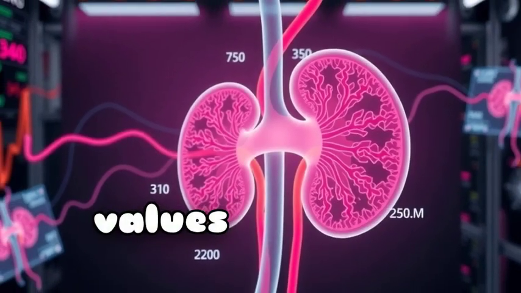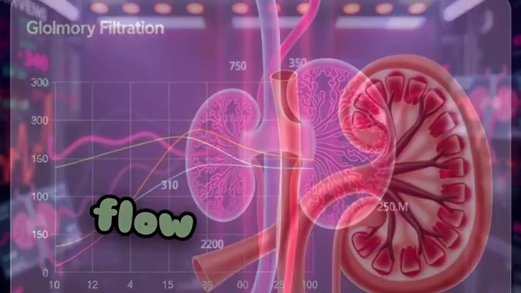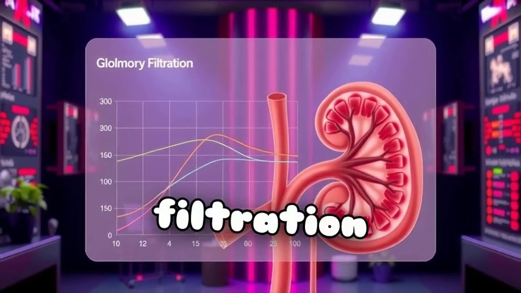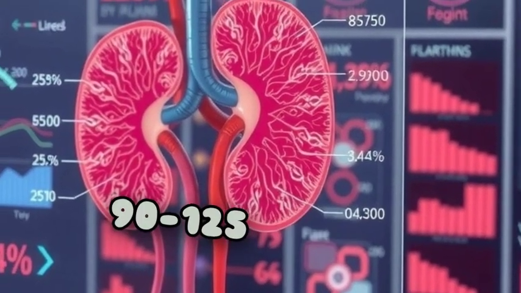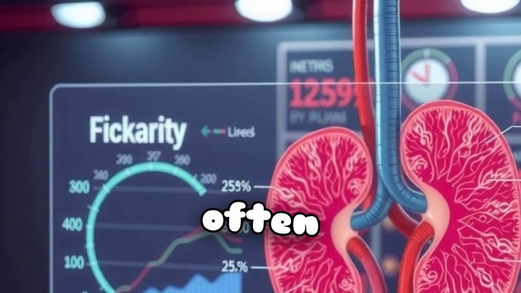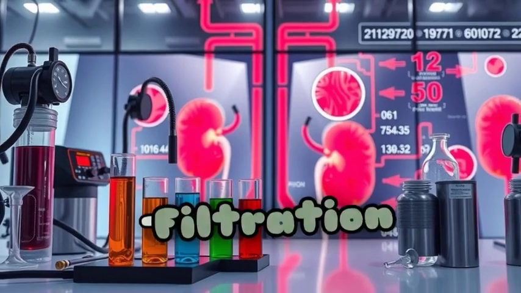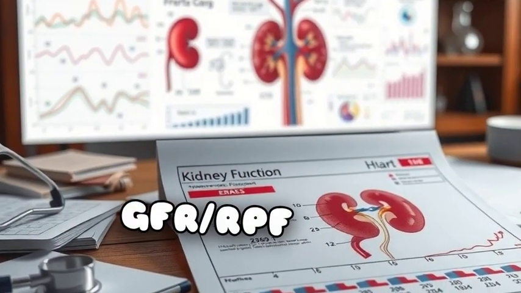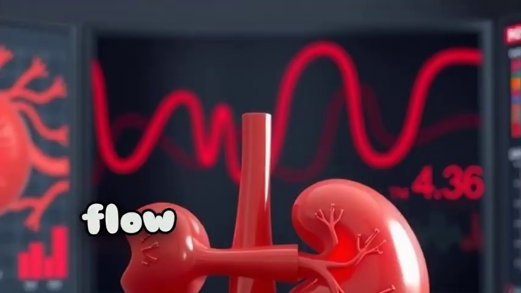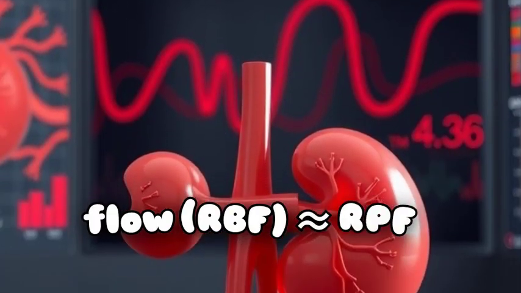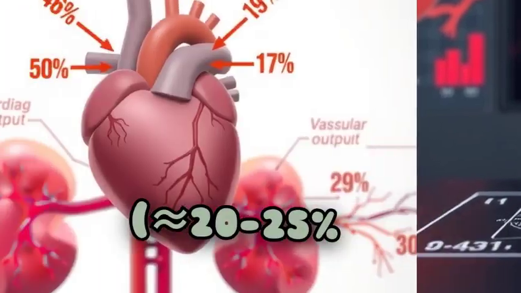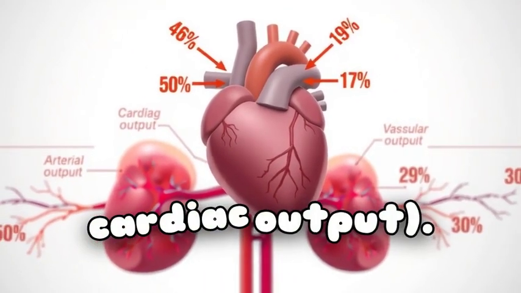Typical flow values for an adult: renal plasma flow, RPF, about 600 mL/min; glomerular filtration rate, GFR, 90 to 125 mL/min, with 125 mL/min often quoted for healthy young adults. Filtration fraction, GFR over RPF, is about 0.2, or 20%. Renal blood flow, RBF, equals RPF divided by 1 minus hematocrit, versus 1.0 to 1.2 L/min, 20 to 25% of cardiac output.